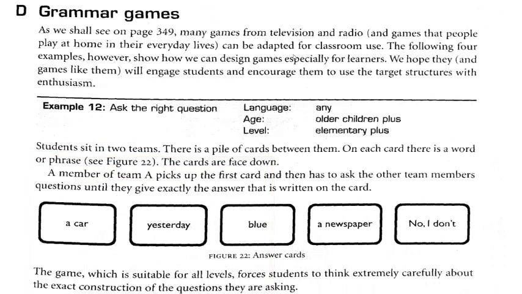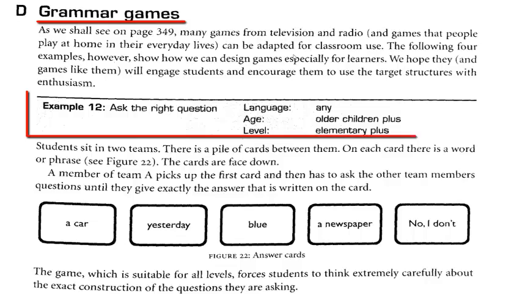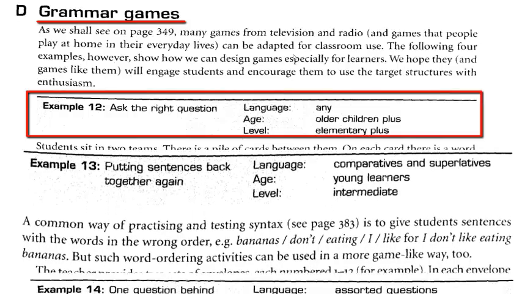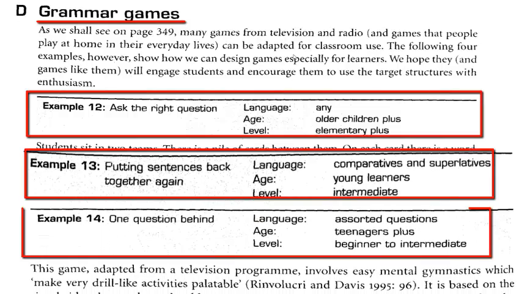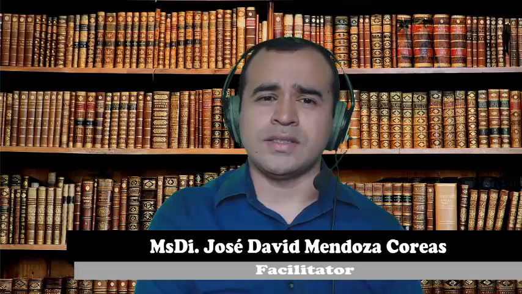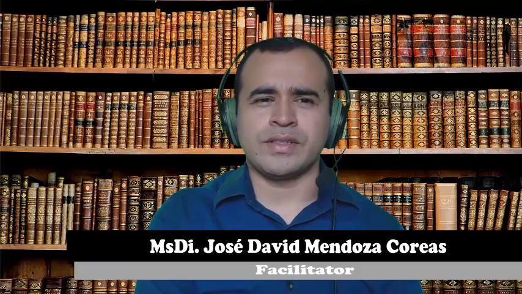Finally, we have activities with gaming elements, such as Asking the Right Questions, Putting Sentences Back Together Again, and One Question Behind. All of them are good examples of having fun while studying grammar. As you can see, this is a very interesting and useful chapter. We can take advantage of it to improve our teaching activities to teach grammar. I'm sure you will enjoy it.